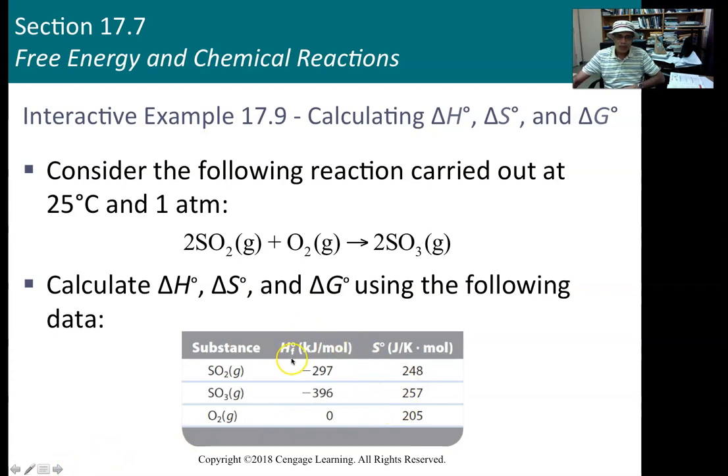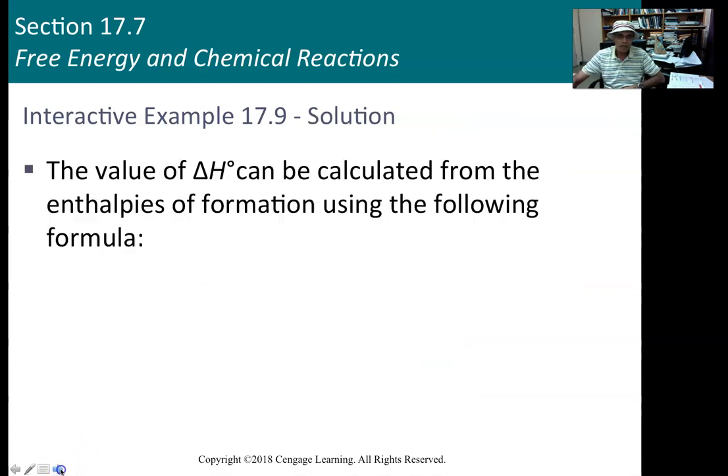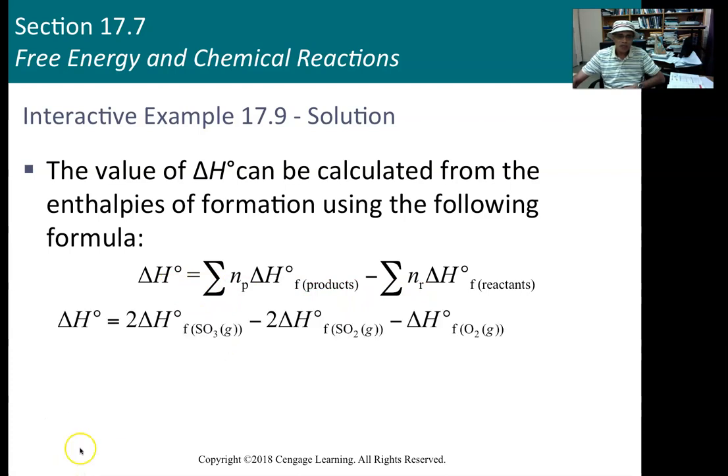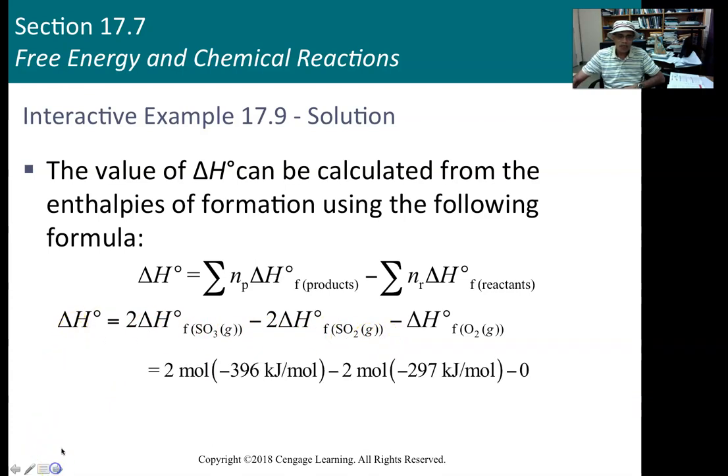One note: in the literature, the standard heat of formation values are in kilojoules per mole, and the standard entropy values are in joules per Kelvin mole. So beware of that. We can calculate the enthalpy by using Hess's law. I won't dwell too much on the detail. We can substitute in the values from the data given, and you will end up with the standard enthalpy change.